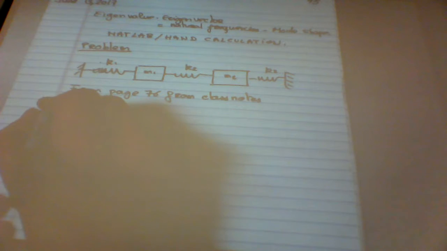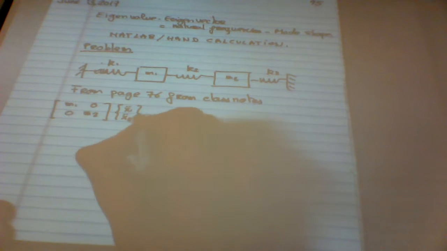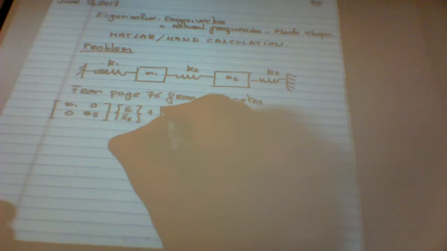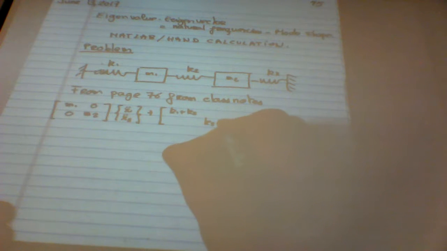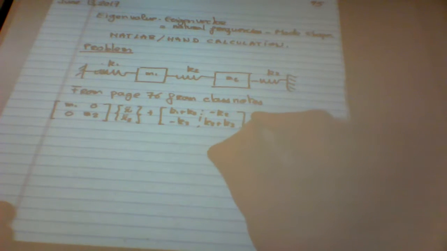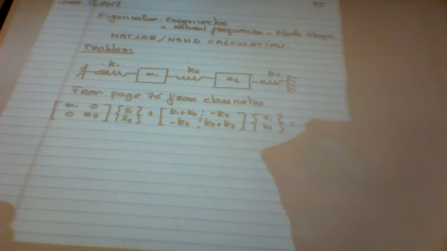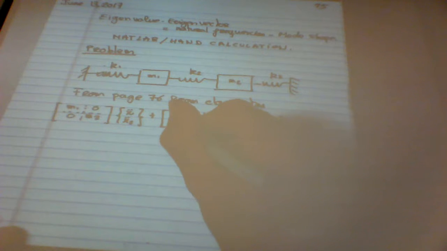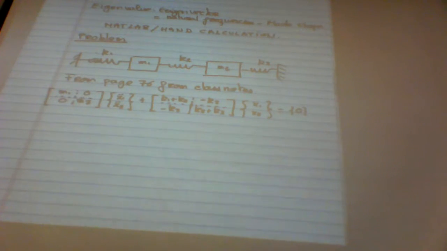From class notes, the equation of motion is of the form M1, 0, 0, M2, times x1 double dot, x2 double dot, plus K1 plus K2, minus K2, minus K2, K2 plus K3, times x1, x2, equal to 0. Okay, so this is the equation of motion.